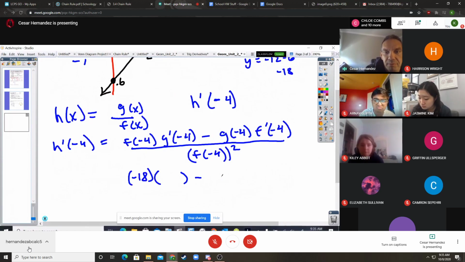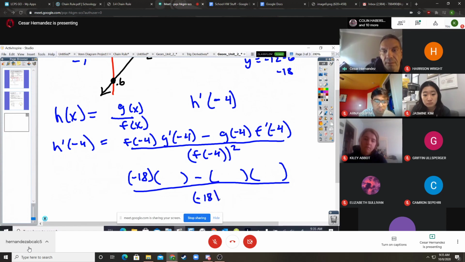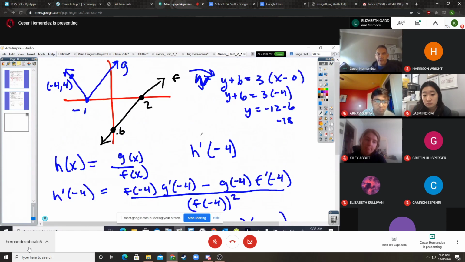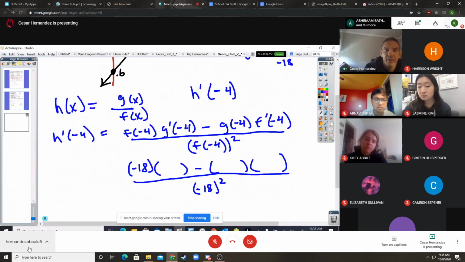All right, so I'm just leaving some blanks. All right, now I get to g prime of -4. G prime of -4, the slope along g at -4. Again, Mr. Hernandez didn't directly teach me that, but I know from Algebra 1, this is a line. And to find the slope of a line, I just do rise over run. So I have to go down 4 and to the right 3.